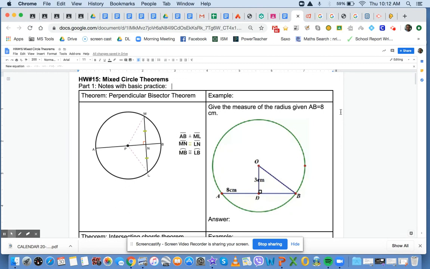And the same process, what I want you to do is, as you're going through the question, you're writing down all the supporting theorems that you're using. Okay, so these are the new theorems. The first one is called the perpendicular bisector theorem.